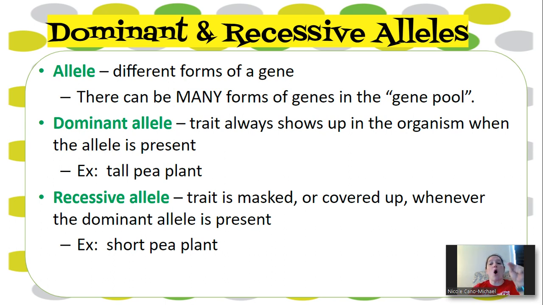Dominant is the trait that always shows up in the organism if it is present, and recessive is the trait that is masked or covered up if a dominant gene is present. The only time we see a phenotype that is recessive is if there are no dominant genes present. Because remember, dominant is kind of like the loud kid. They sort of take over the space. And it is always going to be visible if it is present. In peas, for example, tall is dominant, short is recessive.